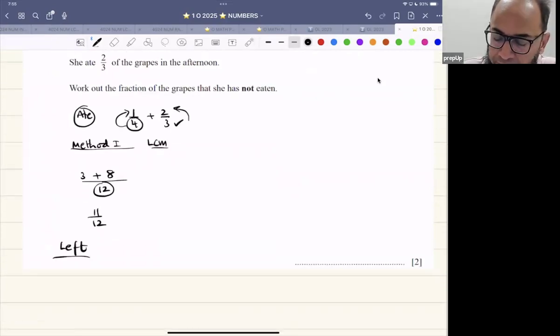Therefore, how much is left? 1 minus 11 over 12. That is again LCM 12. 12 minus 11 over 12, which is 1 over 12.